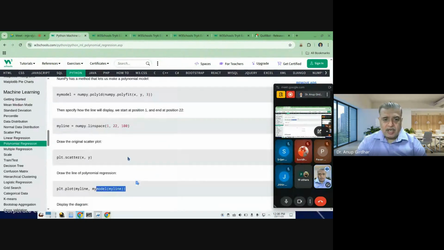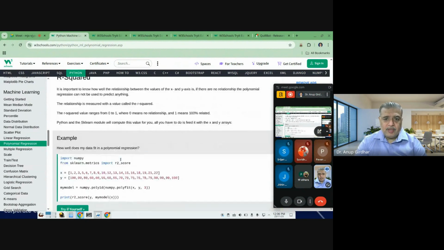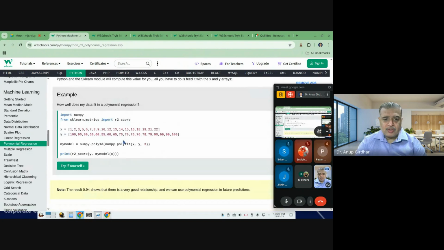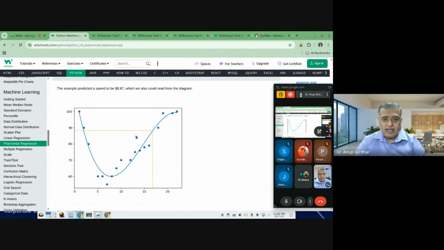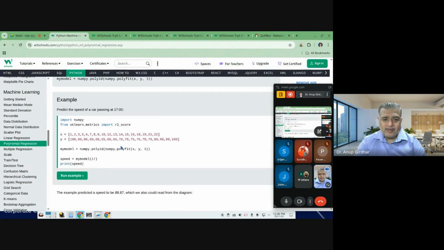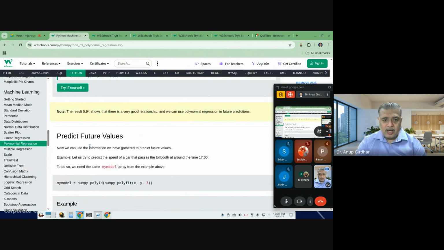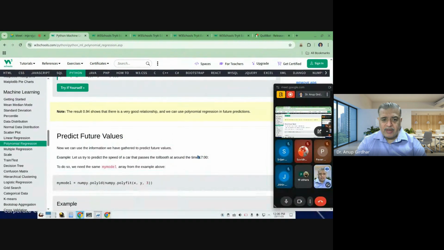So try to make these kinds of things, and this is the polynomial part. You can even find the r squared value out of it, which is nothing but the metric to find the best fit between x and y coordinates. So you will find a proper fit, and the r squared value in case you want to identify it. There you also have future predictions: what would be the value for any particular instance at, let's say, 5 p.m., what would be the speed.